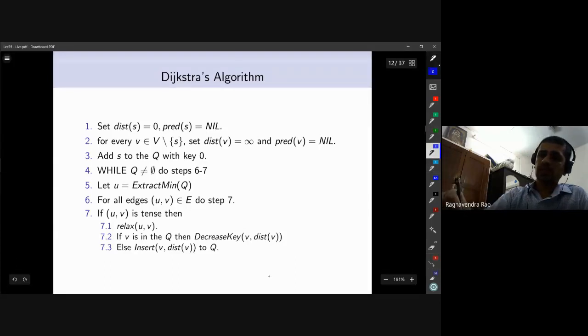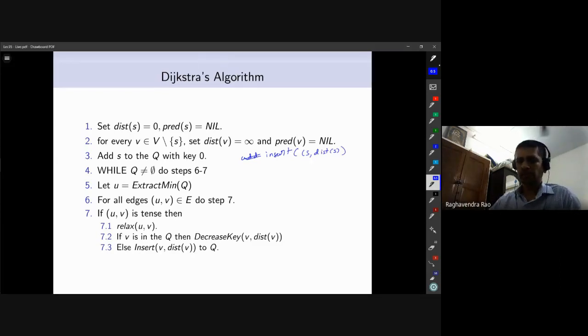So it's like add, sorry, add or insert S comma distance, which is 0.